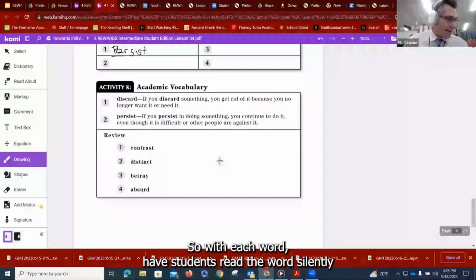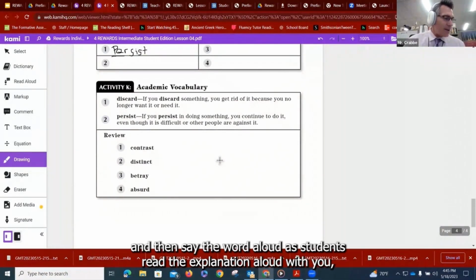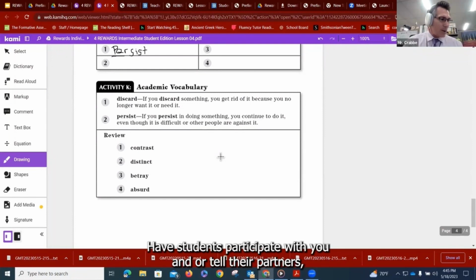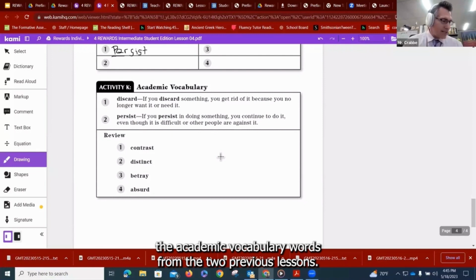So with each word, have students read the word silently and then say the word aloud. Have students read the explanation aloud with you. Give examples of how the word might be used. Have students participate with you and/or tell their partners applications of the word, and have students read the academic vocabulary words from the 2 previous lessons.